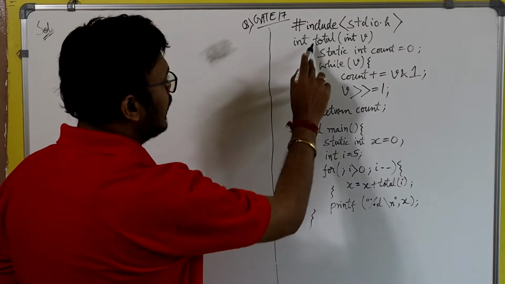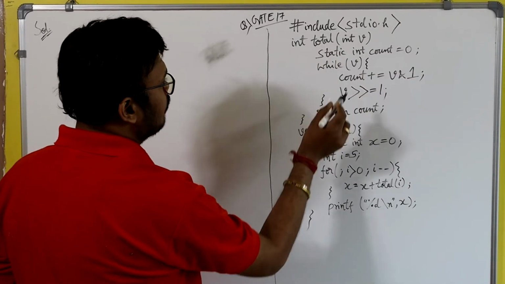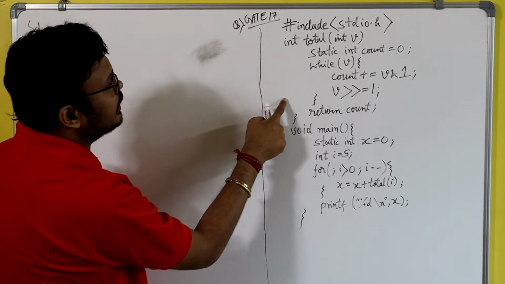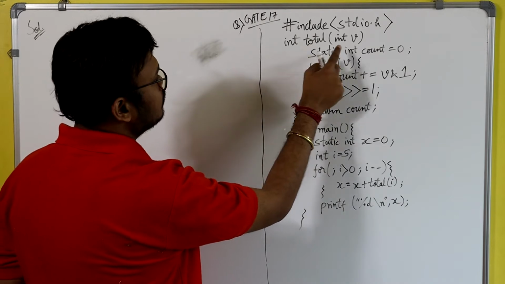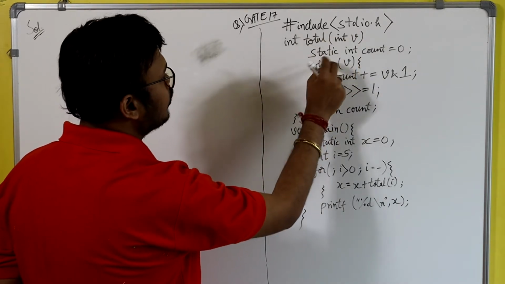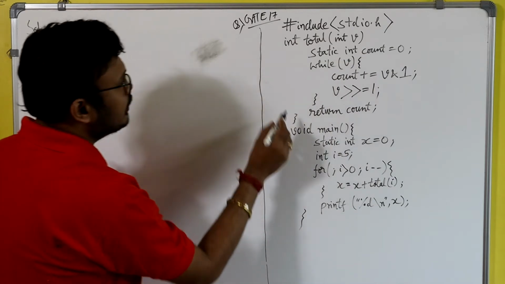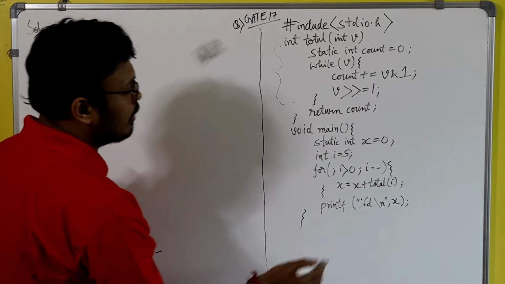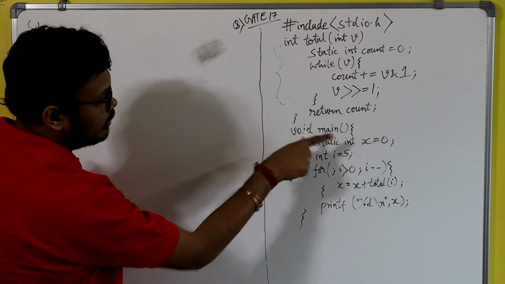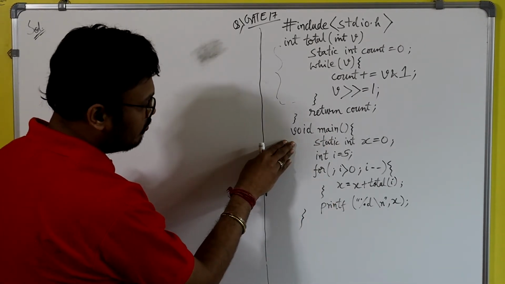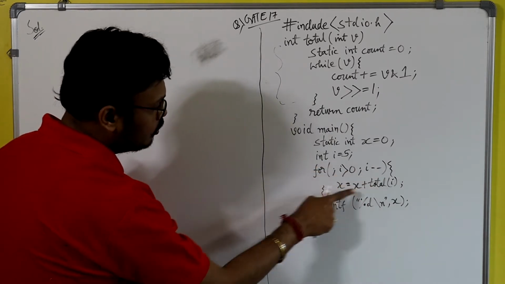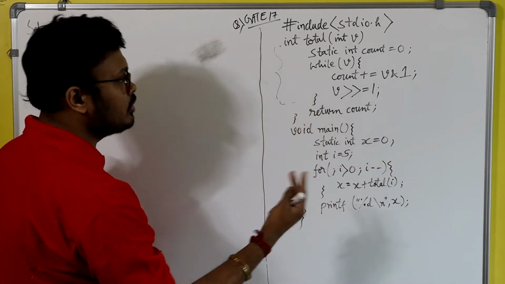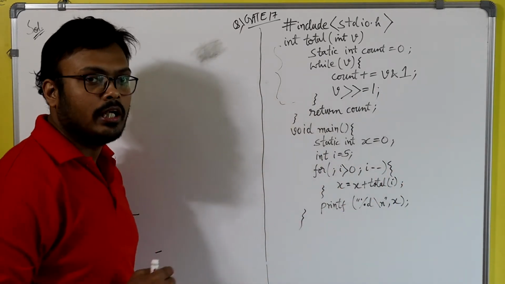So what's written here: #include <stdio.h>, and after that one function has been defined, int total, with int v as the argument, then static int count. After that there is a main function, void main, and in the void main function, in the for loop, this function has been called multiple times. I will show you how. So let's solve this.